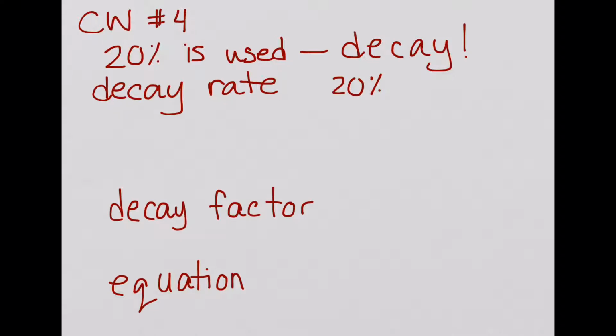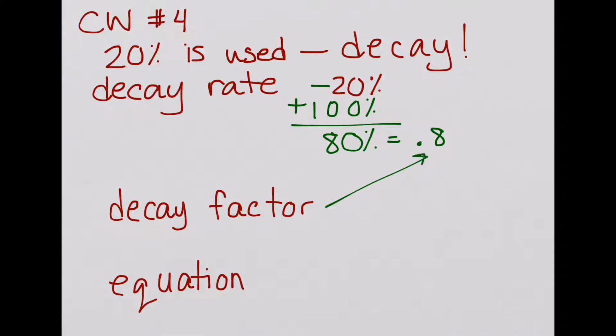So then we can think of this as being a decay rate of negative 20%. And we're going to add 100% to that, and that gives me 80%, which is the same as 0.8, and that is my decay factor. If my decay rate is negative 20%, my decay factor is 0.8. And that does make sense, because if my body is using 20% of the medicine every hour, then I'm keeping 80% of the medicine. And so what I would multiply by every time is 0.8.